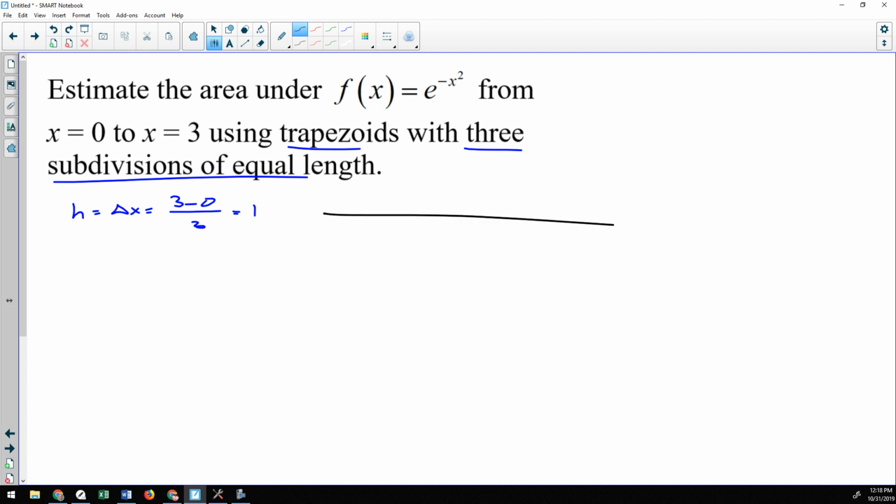So I like to draw my x-axis. I'm starting at 0. I'm stepping up by 1s. And I'm ending at 3. And so here's where I start. I start at 0. I end at 3.